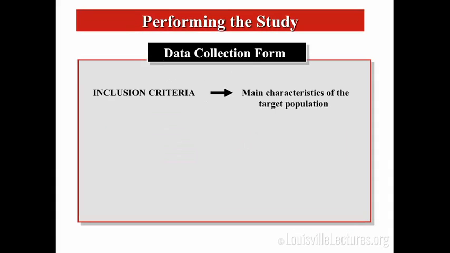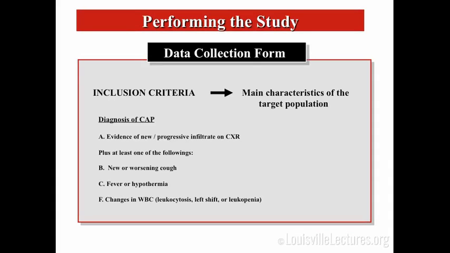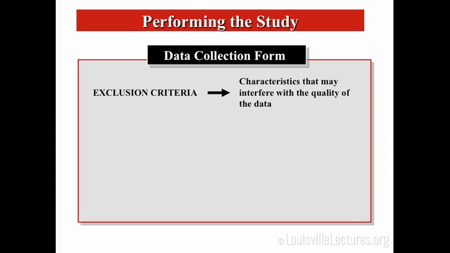Again, inclusion criteria, we discussed this. For our study, the inclusion criteria is meeting the definition of CAP. And exclusion criteria basically are those characteristics that may interfere with what you are evaluating and may give you, not false results, but give you a population that is not representing what you're trying to evaluate. Okay? This is not the same as confounders.